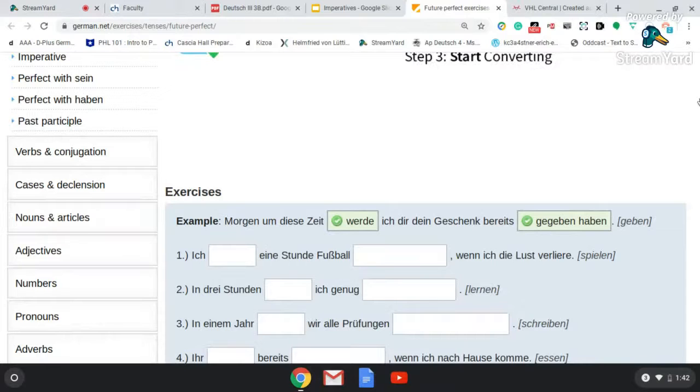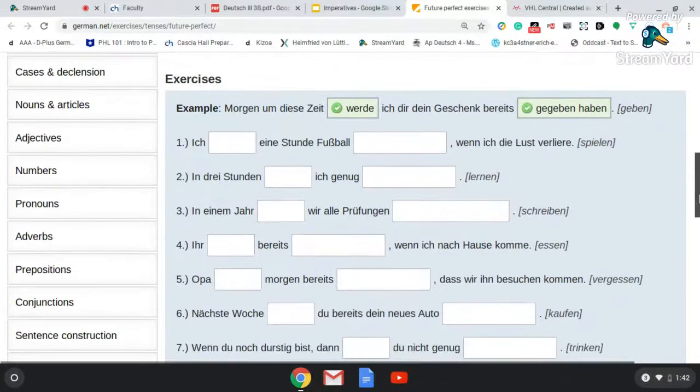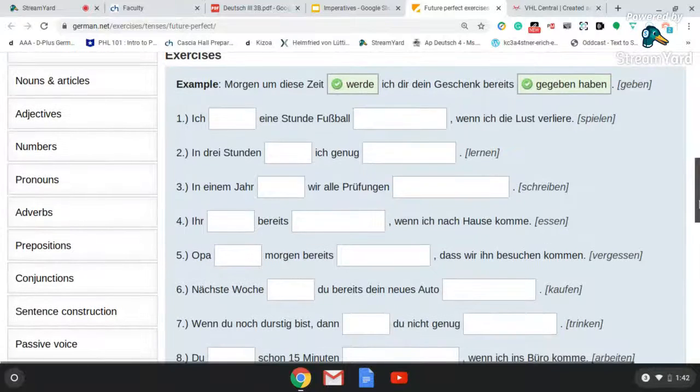Okay. So here is an exercise we did maybe a week or so ago. We can just take a look at it and see. We get some good ideas. So the example is "Morgen diese Zeit." That's a phrase that's coming in front of the subject and verb. Tomorrow at this time. That's why the verb and subject are inverted. The verb is first. "Werde ich dir dein Geschenk bereits gegeben haben."